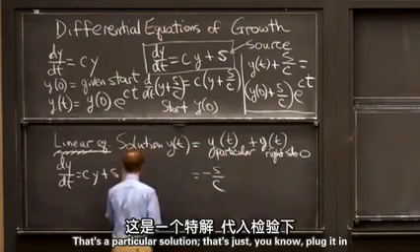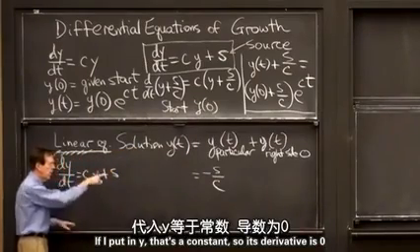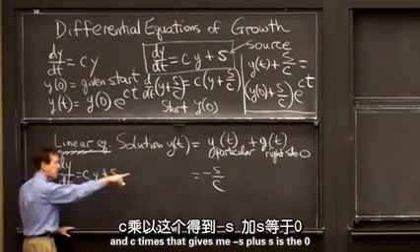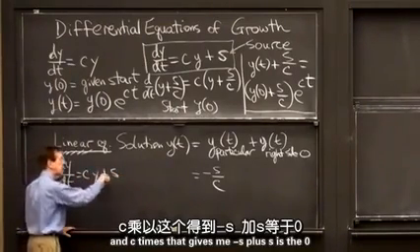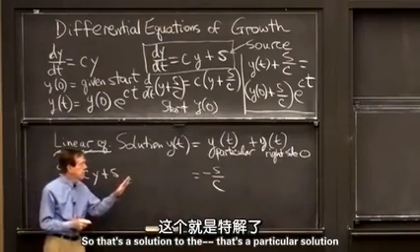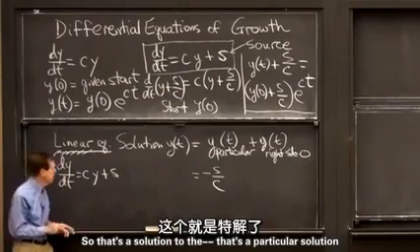That's a particular solution. Let's just plug it in. If I put in y, that's a constant, so its derivative is 0. That's c times that, which gives me minus s plus s, which is 0. Okay, so that's a particular solution.